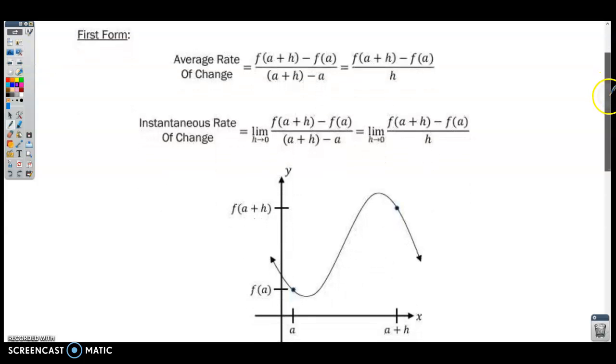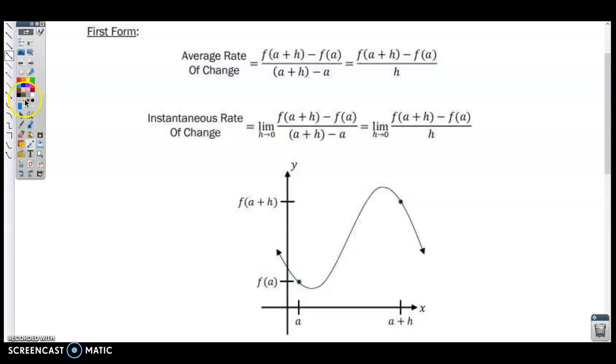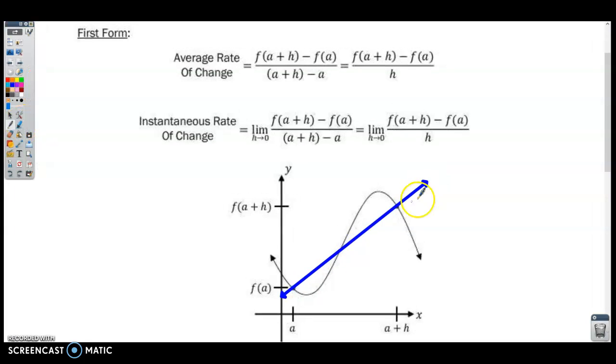First form, and this ties into the way that I wrote it on the little Desmos sketch. If we're looking at the average rate of change, we're looking at the secant line that goes through these 2 points: the point A, f of A, and the point A plus H, f of A plus H. Okay, that's our average rate of change.